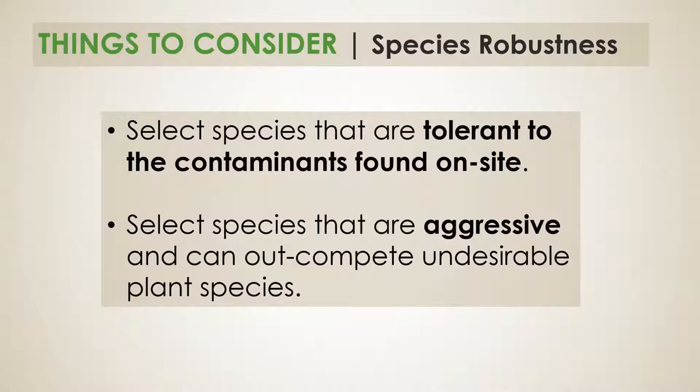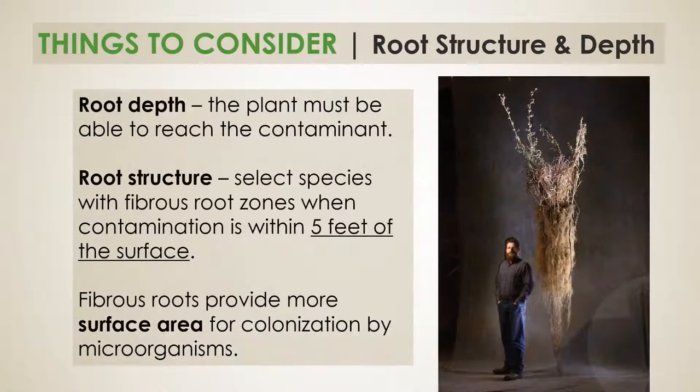But we do want to make sure that these species that we use are able to handle mild, low to moderate levels of this contamination, which is what you would find typically in stormwater runoff. We also want to consider the root structure and depth of the species that we're selecting for these projects. The plant has to be able to reach the contaminant. And as far as the root structure goes, we need to select species with fibrous root zones when that contamination is within 5 feet of the surface.